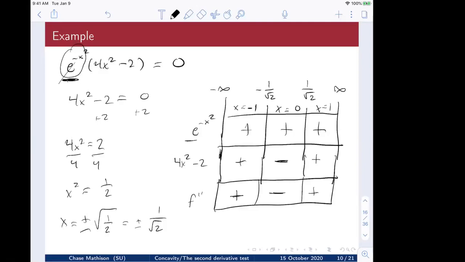So f is concave up where? And by the way, I always shorten concave up as CCU. Concave up. Well, f is concave up where f double prime is positive. So where is that going to be? Between negative infinity and minus 1 over square root of 2, and then 1 over square root of 2 to infinity. Perfect.